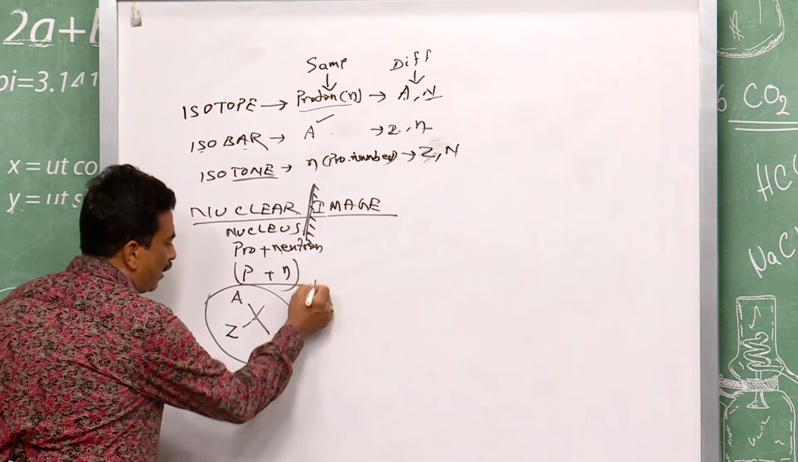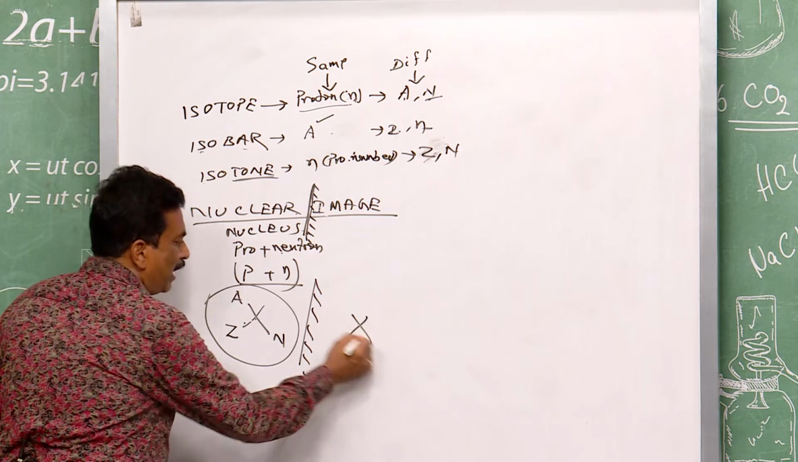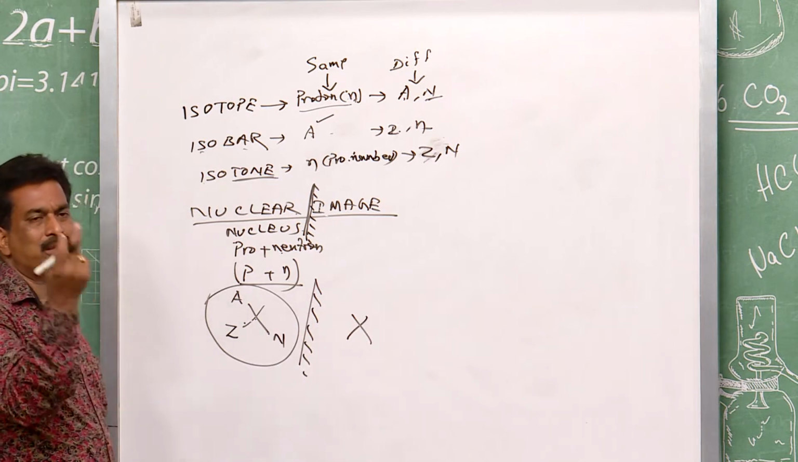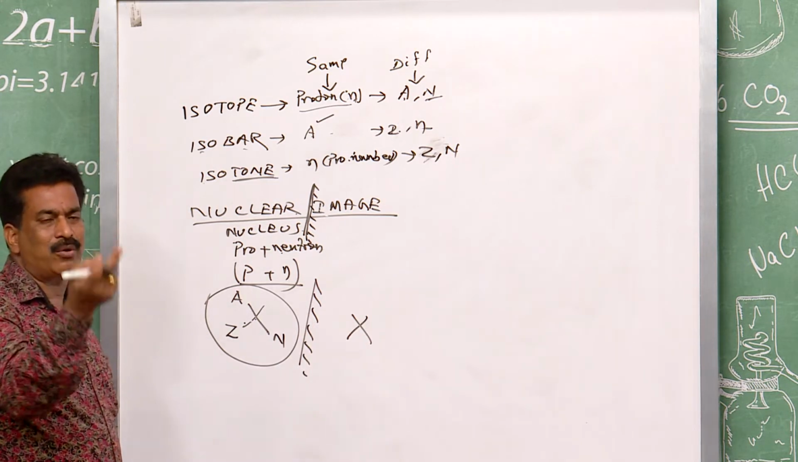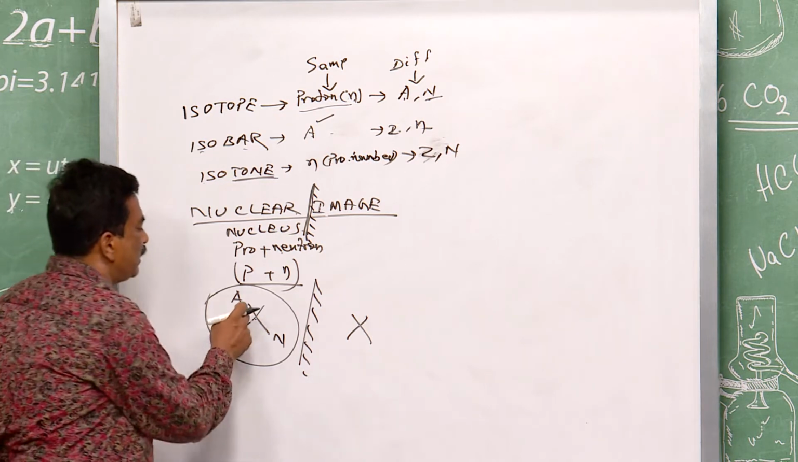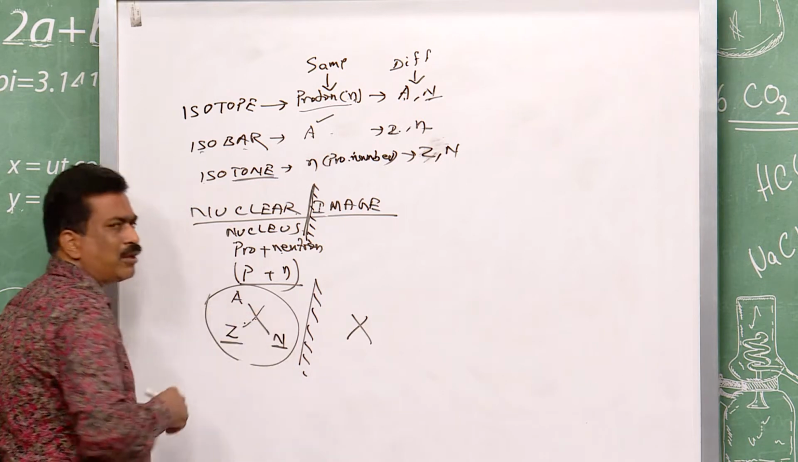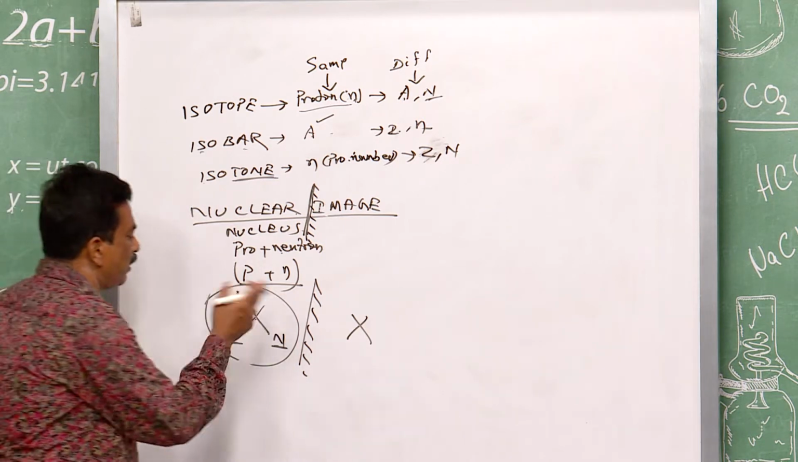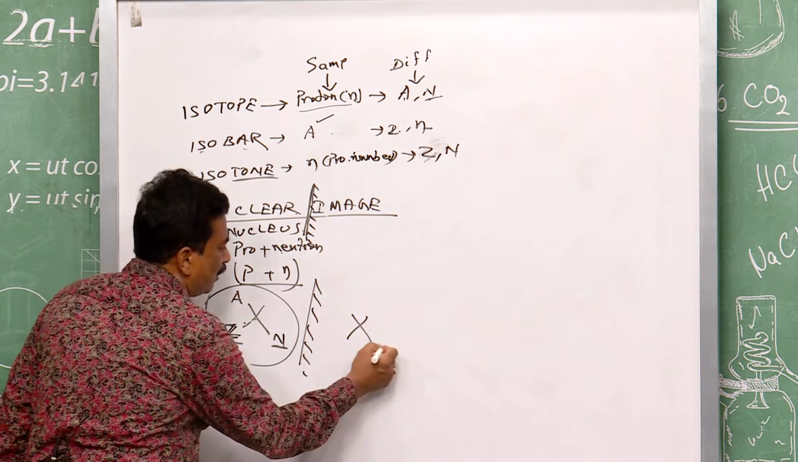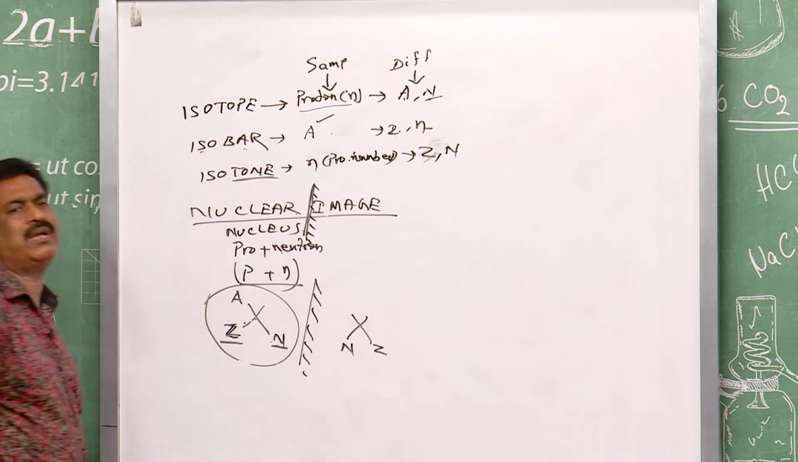So if a mirror is placed here, then looking into the mirror, only myself will be seen, not another's face. So this X will be the same X, but the neutron and proton numbers will be changed. If this is the proton, that will be there. If this is the neutron, then this will be here.